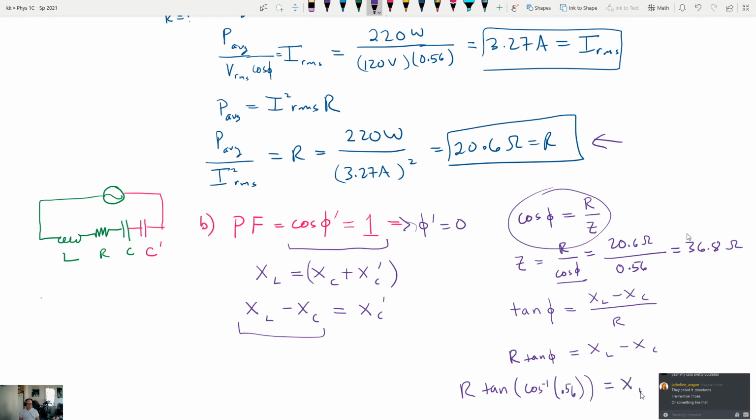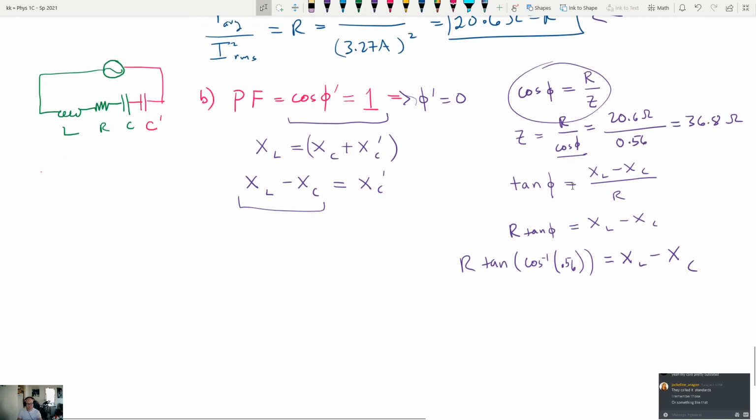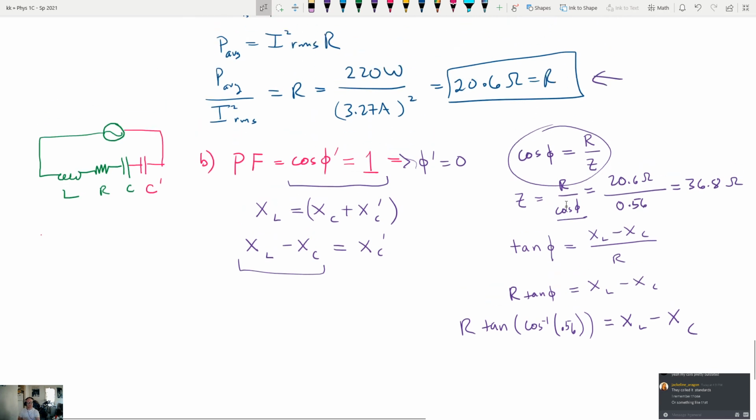So this is XL minus XC, and I think this is basically all you have to do to get the answer. Because now we do the tangent of the arc cosine of 0.56, and you multiply that times R, which was 20.6. I got 30.5 out of this.